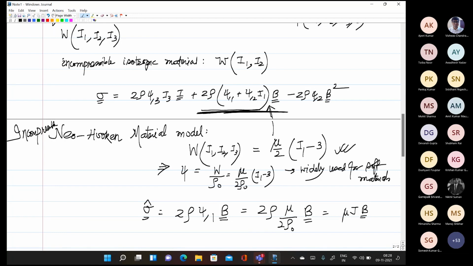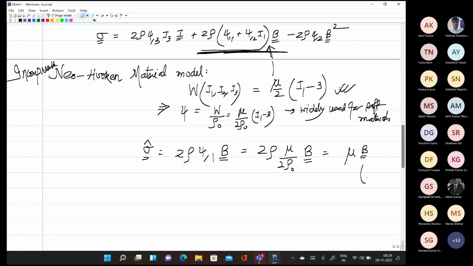Okay, and furthermore, J is 1 here, therefore rho is equal to rho naught. So this is simply mu times B because it's incompressible, no? It's just mu times B. I'll write here rho equal to rho naught for incompressible models. So this is just the active component of stress.